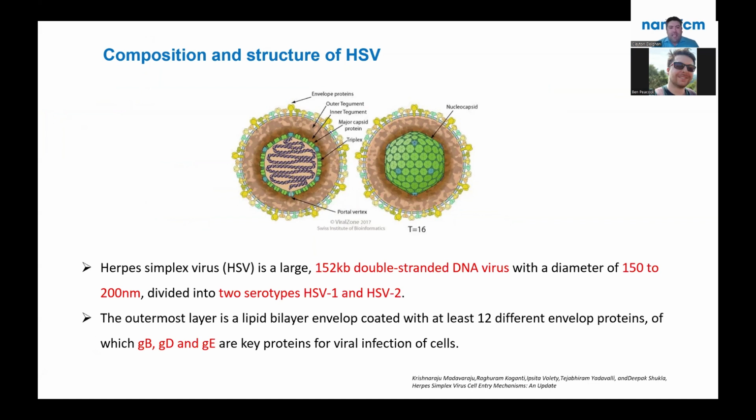And the HSV is large. It's 152 kb, so our lentivirus is around 10 kb. This is tenfold larger, a 152 kb double-stranded DNA virus. Diameter is known to be 150 to 200 nanometers, divided into two serotypes, HSV1 and HSV2. We've seen there are some HSV products on the market as therapies. The outermost layer is a lipid bilayer, so this is enveloped again, coated with at least 12 different envelope proteins, of which GB, GD, and GE are going to be of interest here, and that's what we're going to look at in terms of our staining with antibodies on these HSV-type particles.